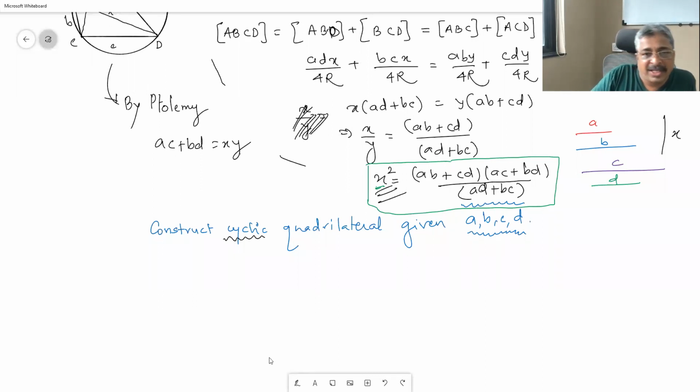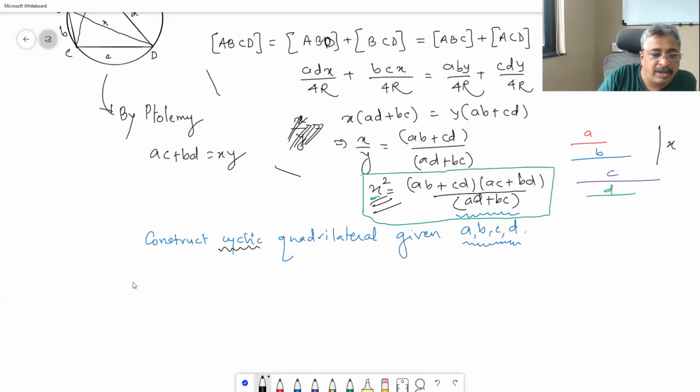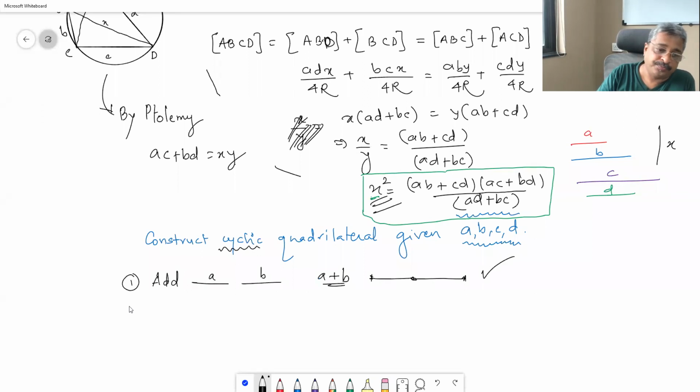Let me quickly revise your algebra using geometry. First thing that we learned in algebra using geometry is add. You have been given this segment A, you have been given this segment B, and you were supposed to construct segment A plus B, which is very simple. Construct A followed by B. This is your segment A plus B. Easy. Subtraction, same as addition. No issue. Then the question came about multiplication.